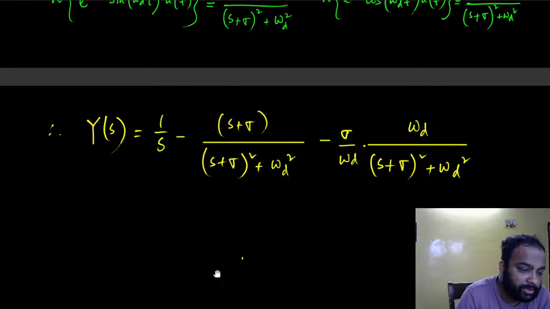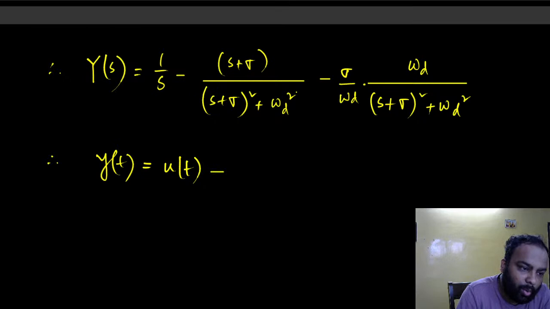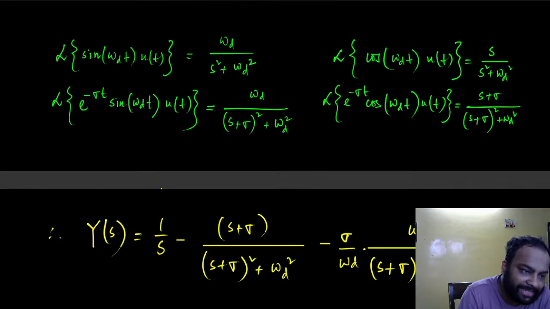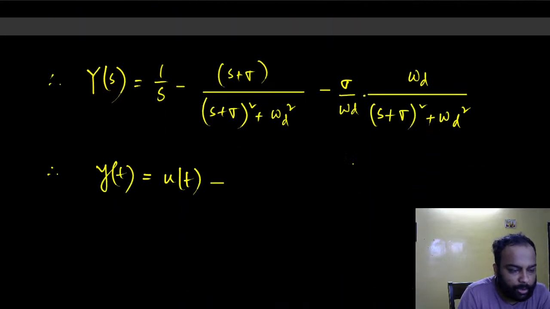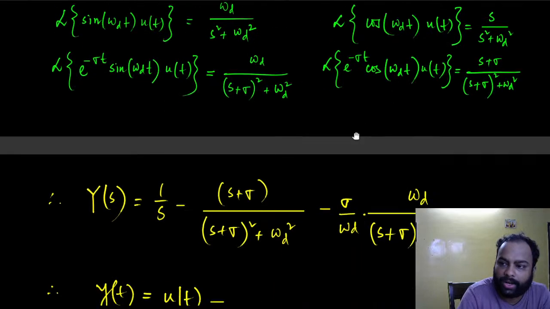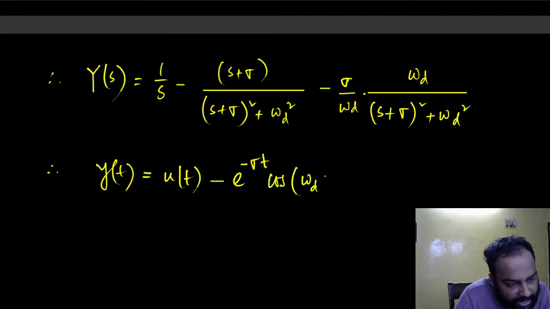All right, so then of course if I take the inverse Laplace transform and figure out y(t), that's going to be u(t), since the inverse Laplace transform of 1 by s is u(t), minus. Now what is the inverse Laplace transform of (s plus sigma) divided by (s plus sigma) whole squared plus omega_d squared? Of course, that is e to the power minus sigma t cosine omega_d t u(t). We just figured this out moments ago, right?